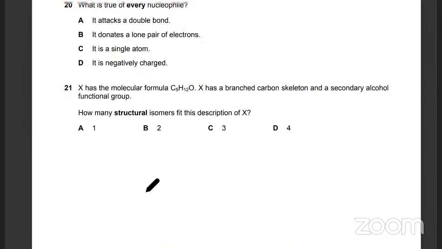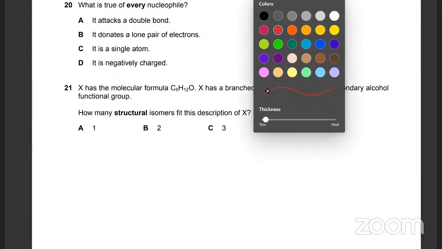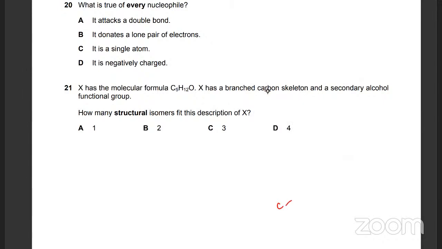So moving to the next one, you got C5H12O. It's a branched skeletal carbon atom and secondary alcohol functional group. So how many structural isomers fit the description? So it has to be branched. That's the first thing. So I'm going to draw a 5 carbon atom. They've told us it's an alcohol. So it's got to be branched. So that's one.